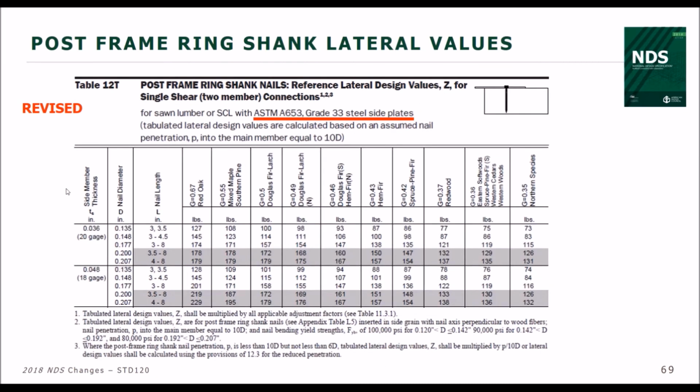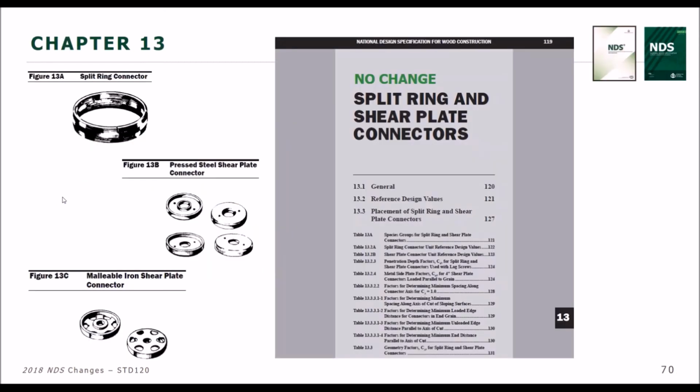Same for the table that includes a steel side plate versus a wood side plate. Just a slight decrease in some of the values here based on decreased bending yield strength for those nails. Chapter 13, no changes to the standard.